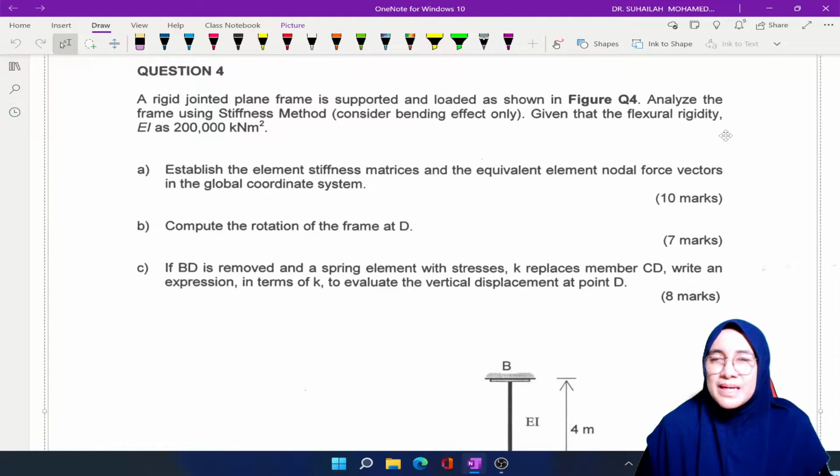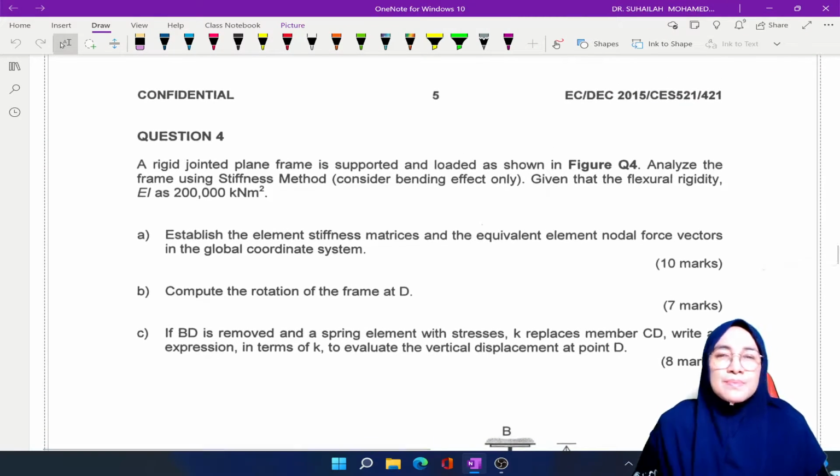This is frame analysis using stiffness matrix method. Okay, this is actually past year's exam papers, December 2015.